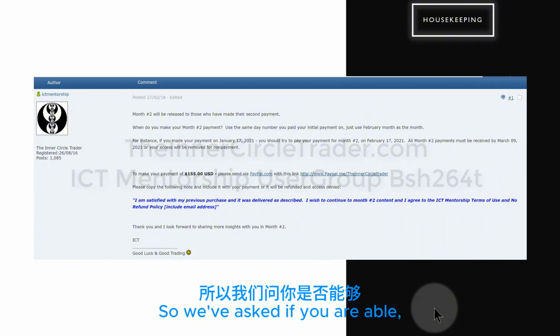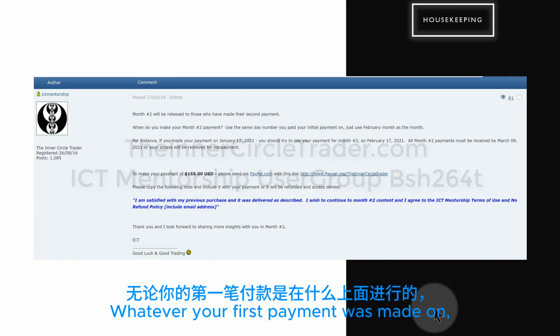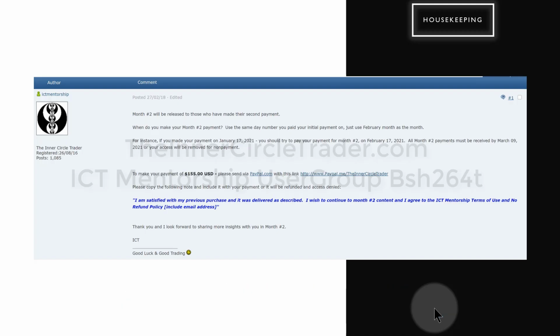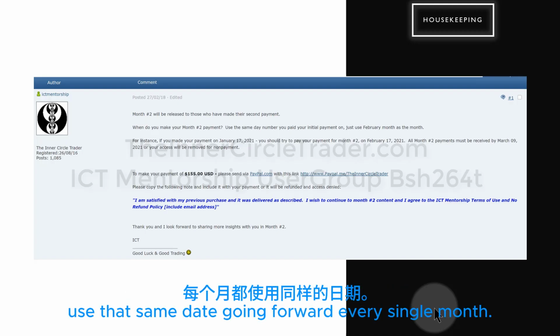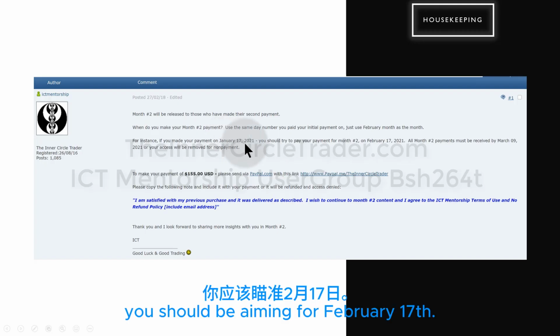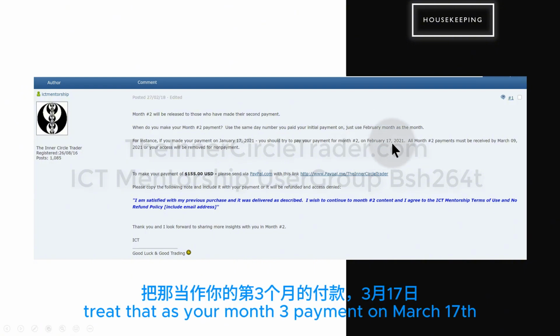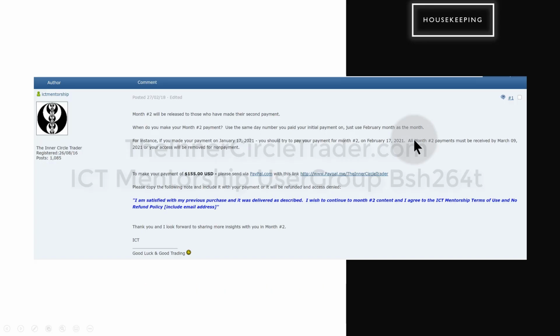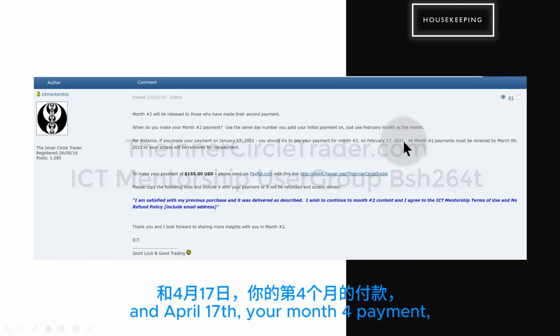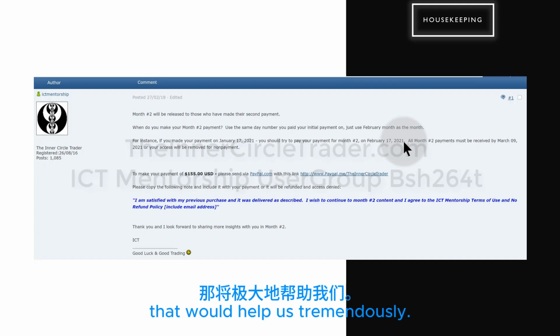So we've asked if you are able, if you're willing, to help us spread the payments out. Whatever date your first payment was made on, use that same date going forward every single month. So for instance, if you paid your payment on January 17th, you should be aiming for February 17th. Okay? And if you do that and treat March 17th as your month 3 payment and April 17th as your month 4 payment, and so on, if you keep doing that, that would help us tremendously.